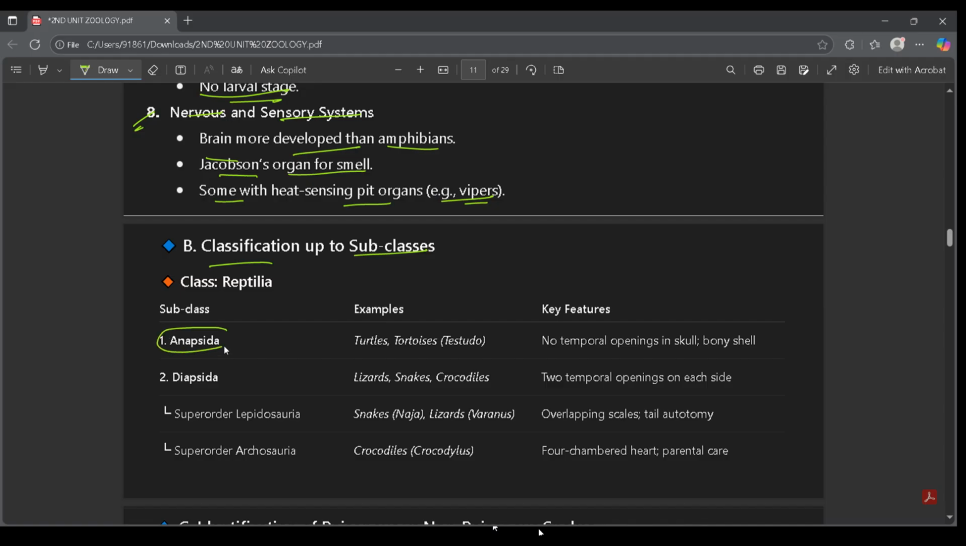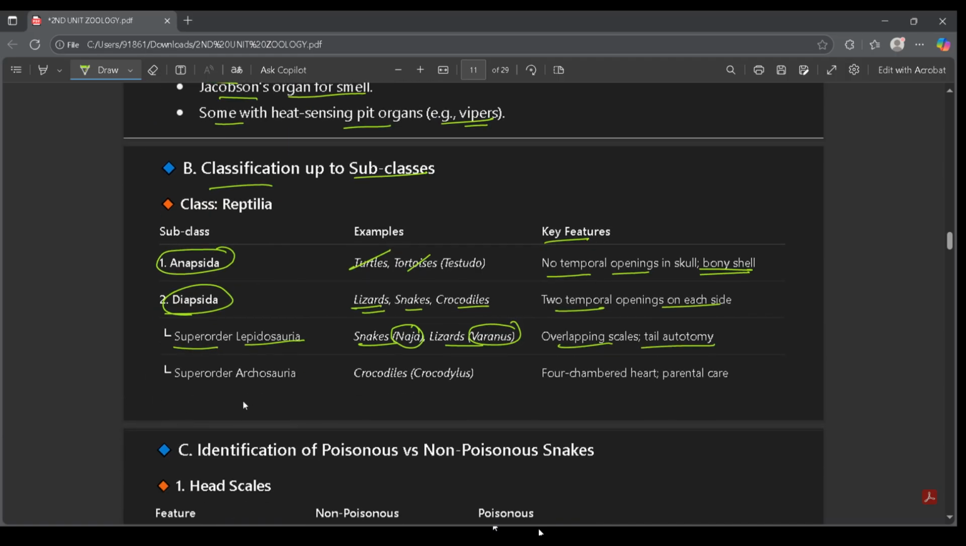The subclasses, number one being Anapsida, examples being turtles and tortoises. Key features: they don't have any temporal opening in the skull, and they have a bony shell. Diapsida is number two, examples being lizards, snakes, crocodiles, with two temporal openings on each side. Then we have superorder Lepidosauria, examples being snakes and lizards, snakes basically Naja and lizards being Varanus, and they have overlapping scales and tail autotomy. Superorder Archosauria, example being the crocodile, Crocodylus, and they have a four-chambered heart and parental care as well.